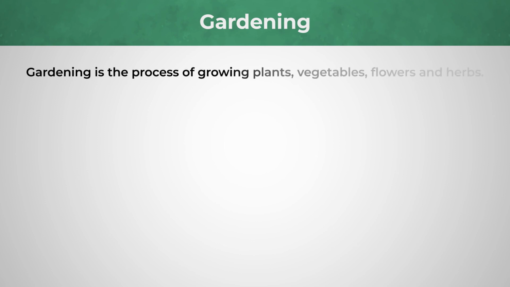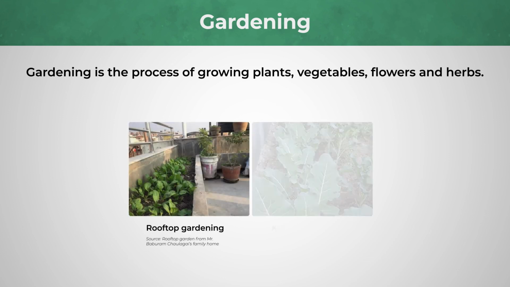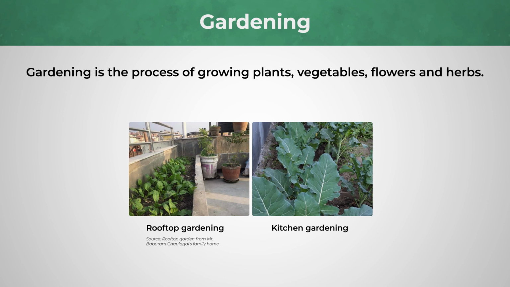Gardening. Gardening is the process of growing plants, vegetables, flowers, and herbs. Rooftop gardening and kitchen gardening are a few types of gardening. Unused rooftop space can be utilized to grow organic vegetables, which is popularly known as rooftop gardening. This type of gardening is usually practiced in cities where there is not enough land to grow plants and vegetables. Kitchen garden is a garden in which plants such as vegetables or herbs for use in the kitchen are grown.